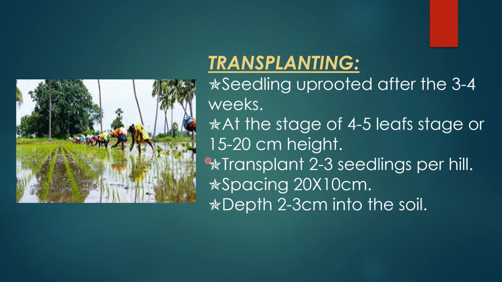We have to transplant 2 to 3 seedlings per hill. Per hill means at one place we have to plant 2 to 3 seedlings. Under normal conditions, spacing is 20 by 10 centimeters. The depth of the seedling is 2 to 3 centimeters into the soil.